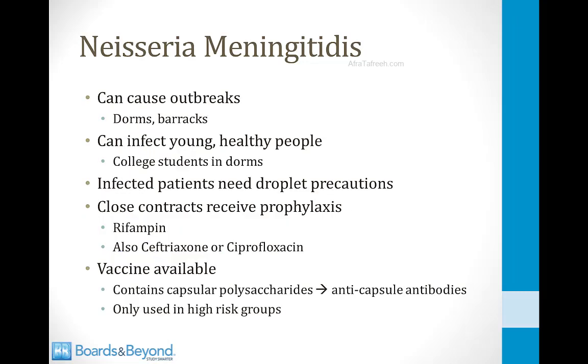For reasons we don't completely understand, Neisseria can cause outbreaks, especially in places where people live in close quarters like dorms and barracks. And this is scary because it can affect young, healthy people like college students. So patients who get infected need to wear a mask, and that's called droplet precautions, and it prevents their respiratory droplets from getting to other people.